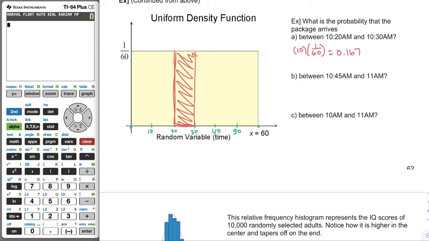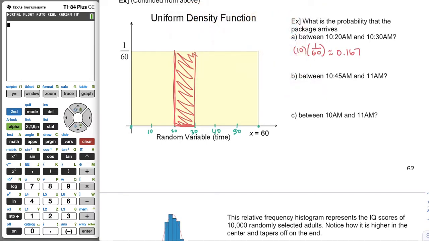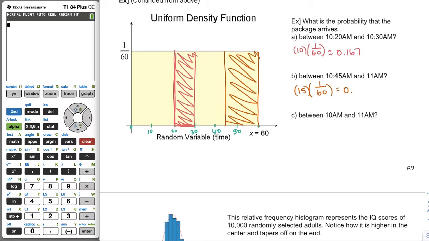Okay, part B, between 10:45 and 11 a.m. Okay, so 10:45 would be 45 minutes after 10 a.m., so it'd be right about here. 11 a.m. would be 60 minutes. So now I'm going to shade this rectangle, and the shaded area will be the probability. It's a rectangle, so once again, base times height. The base is 15. The height is 1/60th, so that would be equal to 0.25.